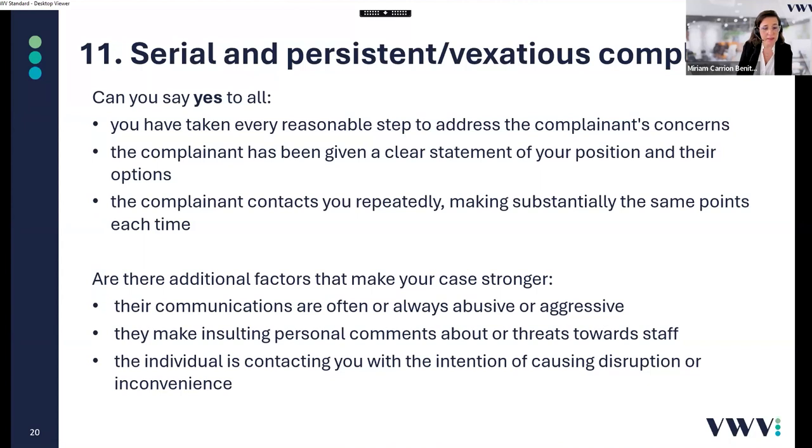or serial and persistent. So, for example, the complaints are often or always abusive or aggressive. They make insulting personal comments about or threats towards staff. The individual is contacting you with the intention of causing disruption or inconvenience.